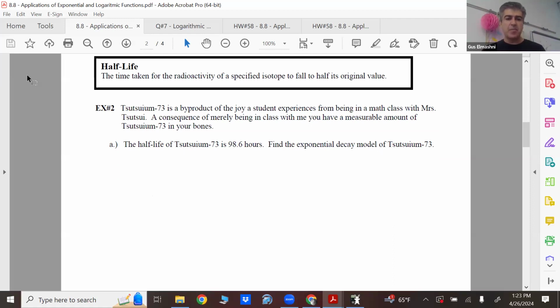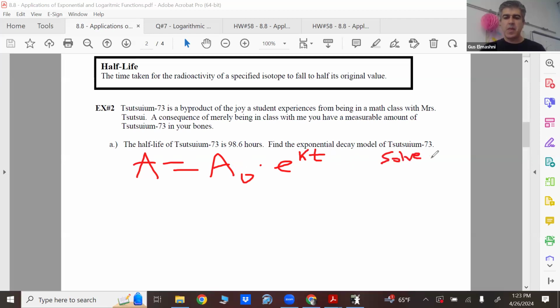Okay, so here's what we're going to do, guys. I'll use this. A will stand for amount. Here's the deal. We need to solve for k. So this is t when what is true? When your amount equals half of what? Equals half the original amount.